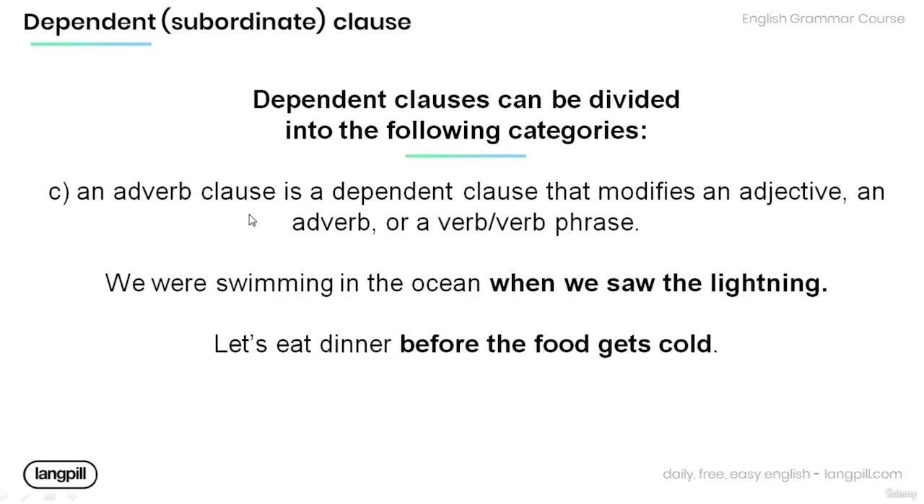C. An adverb clause. An adverb clause is a dependent clause that modifies an adjective, an adverb, or a verb or verb phrase. Have a look at the examples below. We were swimming in the ocean when we saw the lightning, modifying the verb "swimming." Let's eat dinner before the food gets cold, modifying the verb phrase.